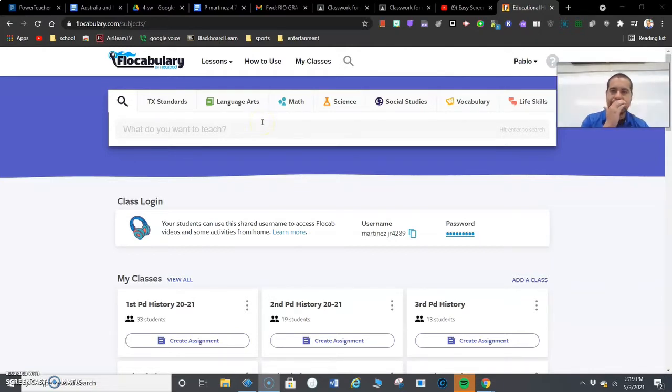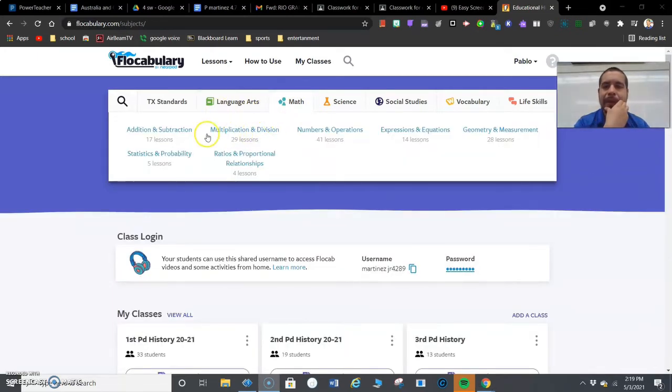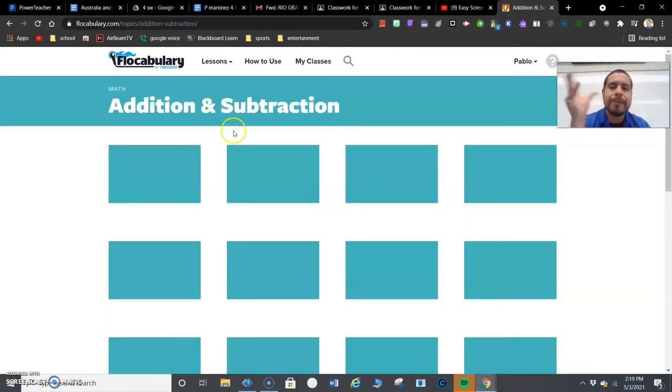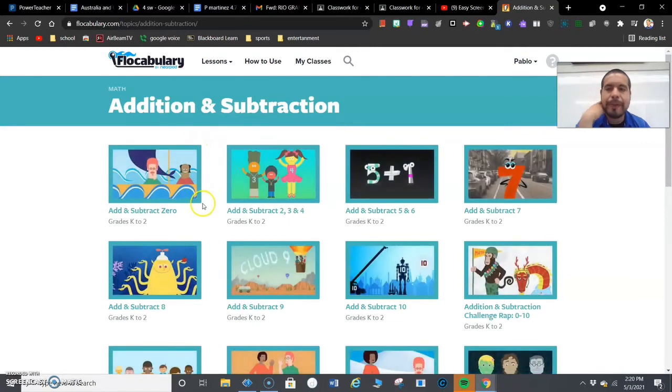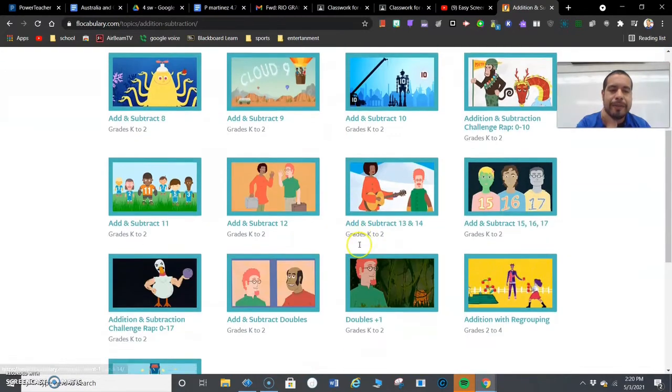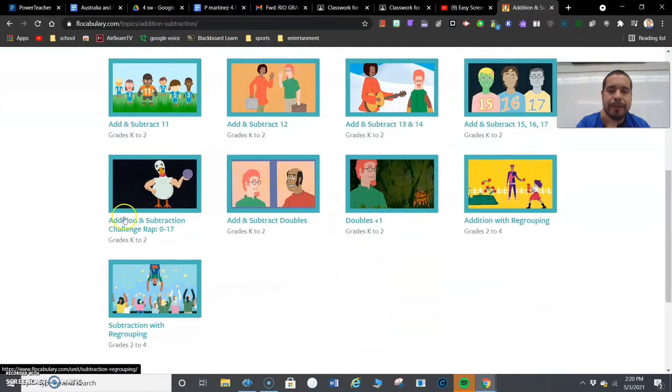Okay, so the best way I can show you is, let's go into math. You can go into addition and subtraction, multiplication and division, number operations, expressions, geometric measurements, all that, and it goes into detail about what they do and how to use it. Let's look at addition and subtraction because that's the easiest. They have different grade levels. This one goes up to at least fourth grade.